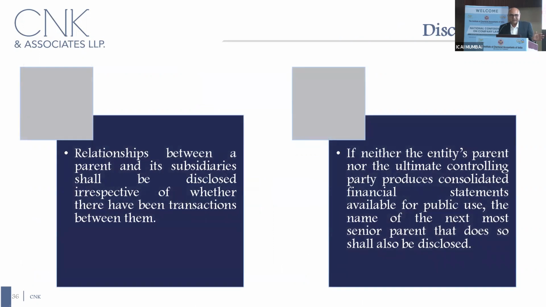Lot of disclosures are there in IND AS 24. Relationship between a parent and its subsidiaries have to be disclosed irrespective of whether there are transactions. So if you look up the financial statements of a company like Hindustan Unilever, you will see a list of related parties, which may be 100 parties. You may not have transaction with all of them, but you will still need to give that list. Most of the multinationals have this. And you also need to disclose, if neither the entity's parent nor the ultimate control party produces consolidated statements, the name of the next most senior parent that does so.